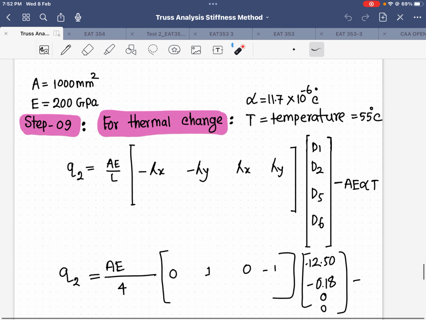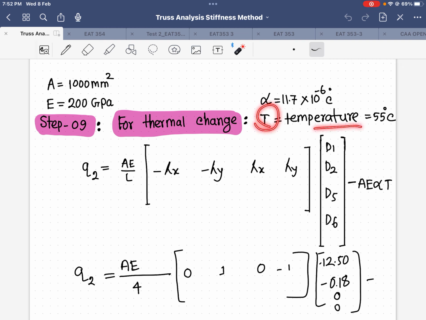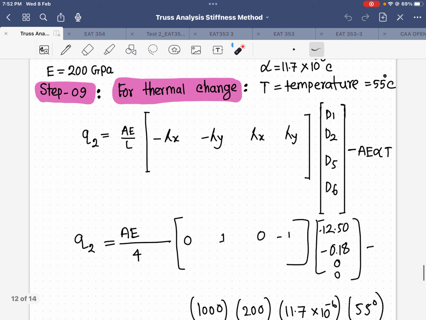In this case, for member 2, I am going to follow the thermal changes. The temperature change is 55 degrees Celsius, and the alpha value is 11.7 multiplied by 10 power -6. So I have to apply the formula to get the thermal change, which is the negative a, e, alpha and t. We know a is the area, and we have to subtract it from the internal force, as we did just before: a, e, alpha and t.